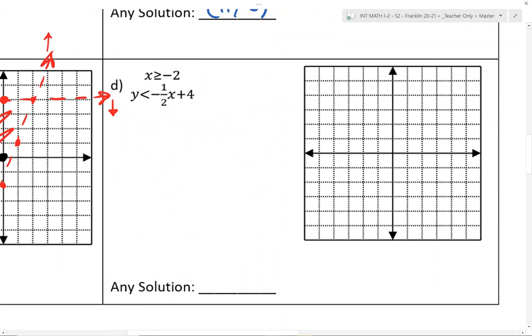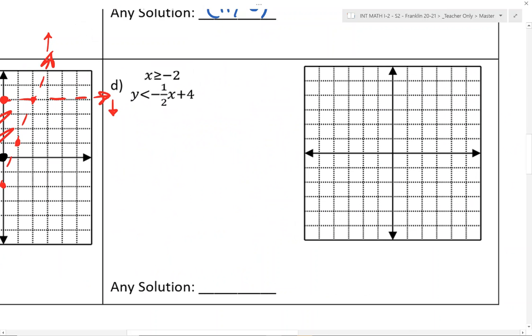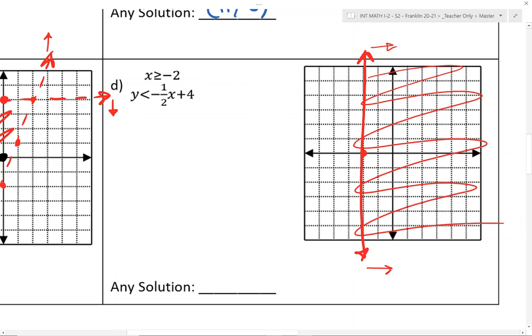Okay, last example. x is greater than or equal to -2, and y is less than -1/2 x plus 4. Let's do the x is greater than or equal to -2 first. Solid line, because of the equal to bar, and through -2 on the x-axis. Remember, these are vertical lines that start with x, so vertical through -2. Now it says greater than or equal to. Normally we think of this as up or down, but because x is a vertical line, we can't go up or down, so we have to go left or right, and x gets bigger as you move to the right. So this region right here would be shaded for this inequality.